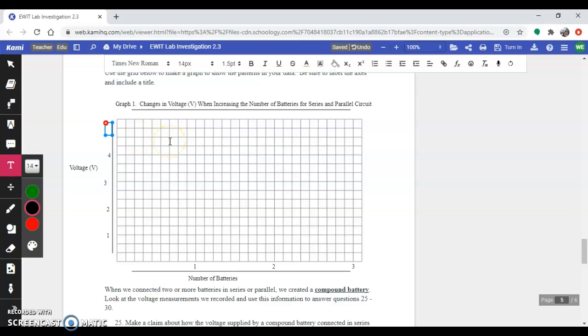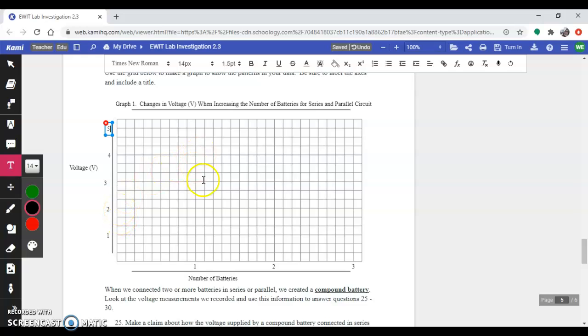So we need to remember too, each tick mark is 0.333 repeating. So we need to remember that when we're plotting everything. So right here would be 0.6 repeating, and here's 1. So this would be 1.3 repeating, 1.6 repeating, and then 2.